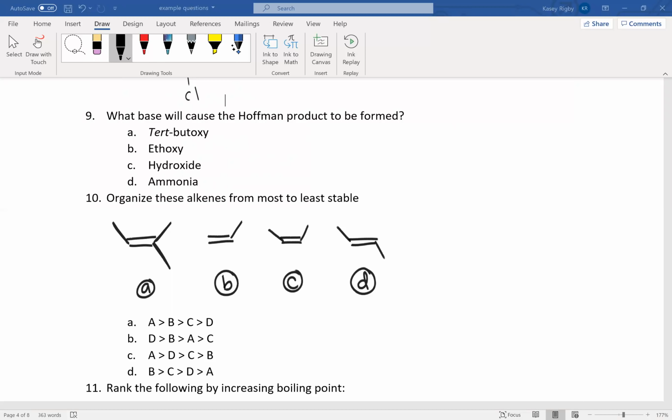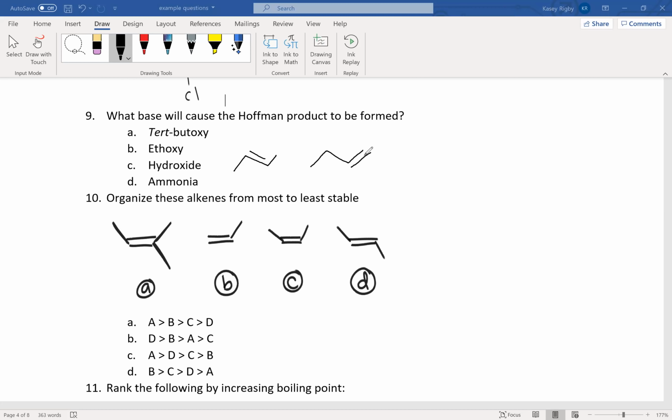So for the Hoffman product, isn't that the one that prefers less substituted? Like, Zaitsev prefers less substituted because remember the car example. Zaitsev is more stable. Oh yeah, that is not wrong. That was the wrong thing. Zaitsev is more substituted, so this would be a Zaitsev product and then this would be a Hoffman product.